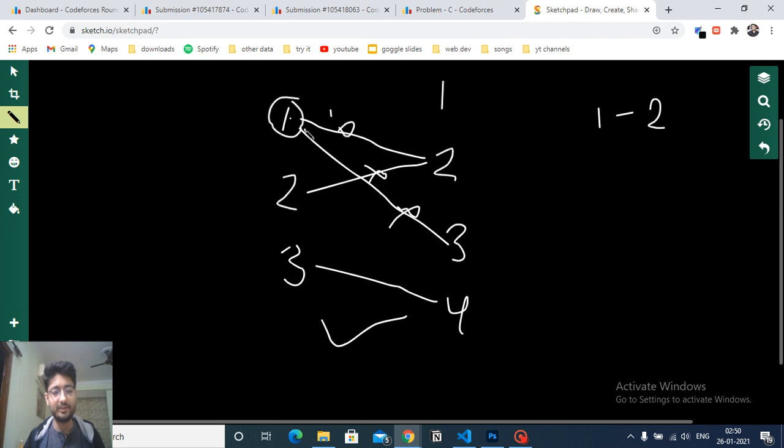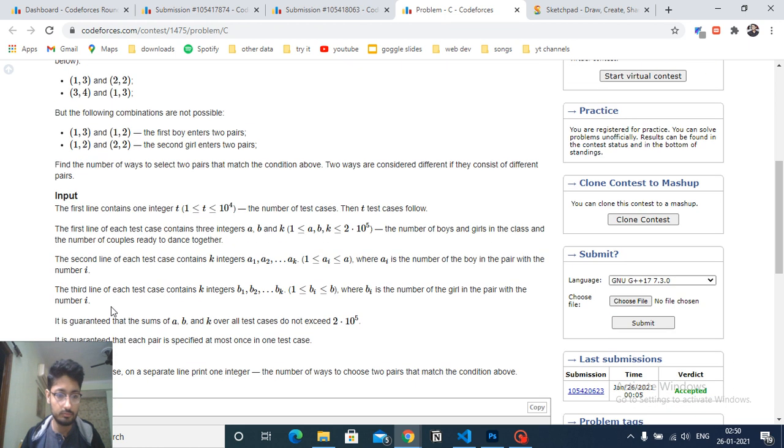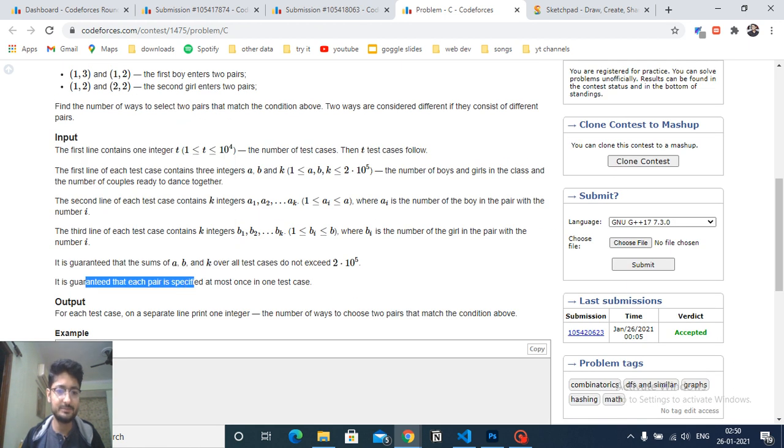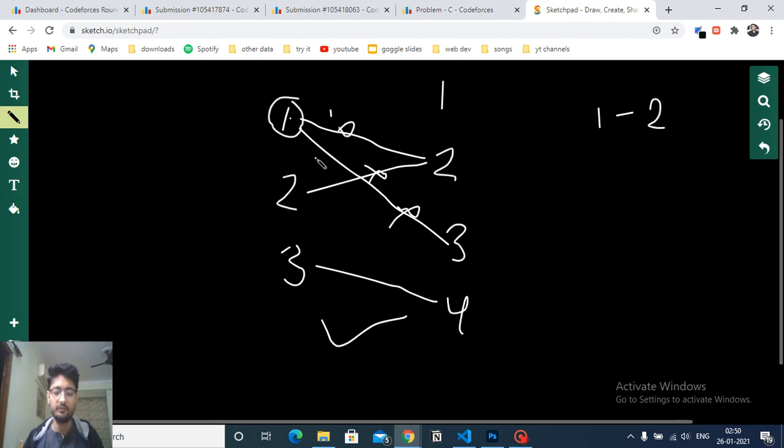if I can find out how many pairs, or how many lines, are connected for every boy and every girl, I can easily find it out. How can I find it out? Because every line is distinct. First, there's a guarantee in the problem, as you can see: it is guaranteed that each pair is specified at most once in the input. So it cannot happen that 1 2 appears twice, which means each line is specific. So for every boy, you can find out how many girls he is connected to, and for every girl, find out how many boys she is connected to.